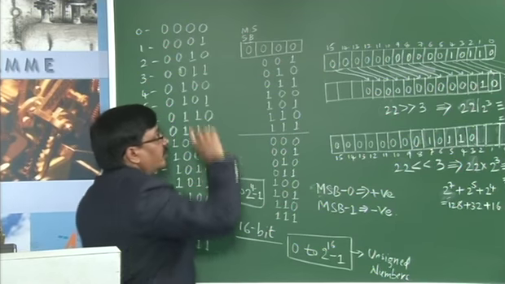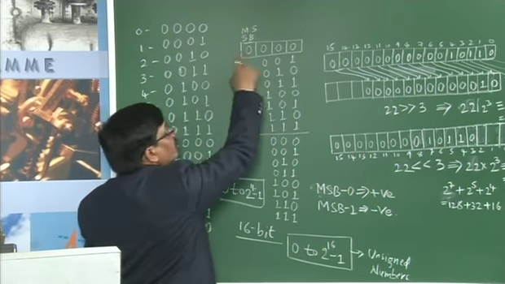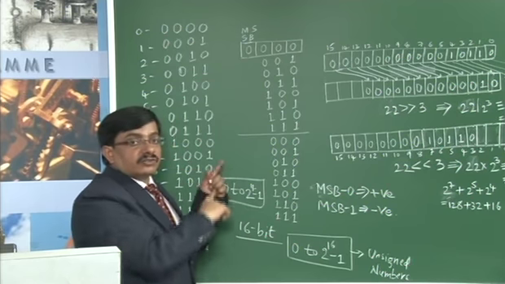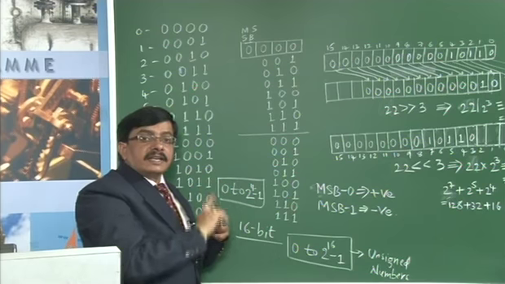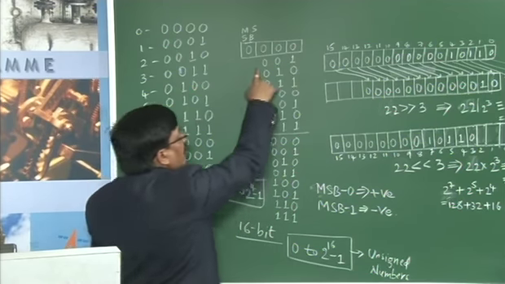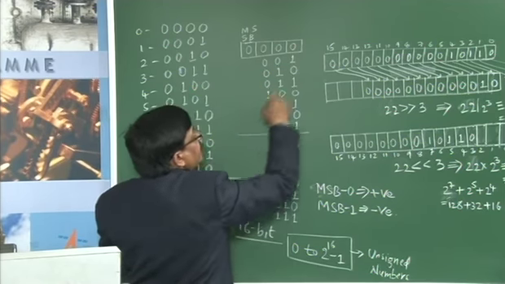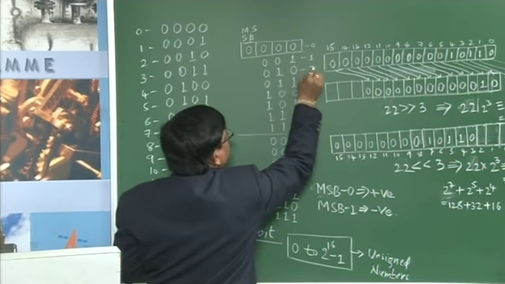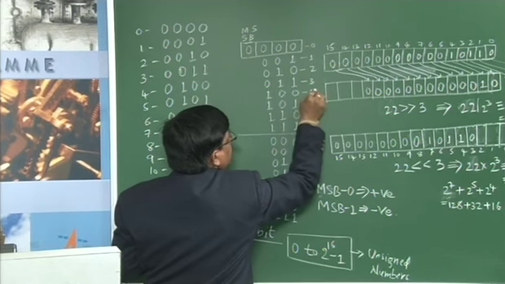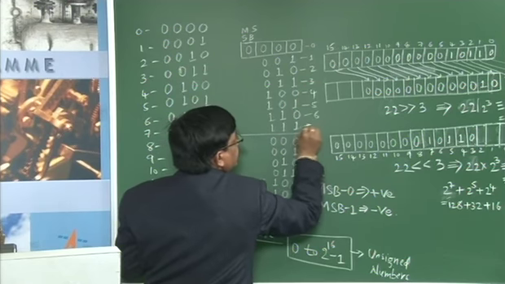Now if I have a 4-bit machine, this bit is reserved for the sign bit. I cannot gather any value associated with it. It will just say whether the number is a positive value or a negative value. So among the 3 remaining bits, what are the possible values I can have? This corresponds to 0, this to 1, this to 2, this to 3, this to 4, this is 5, this is 6, and this is 7.